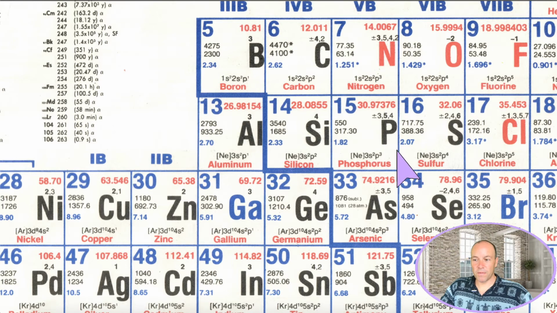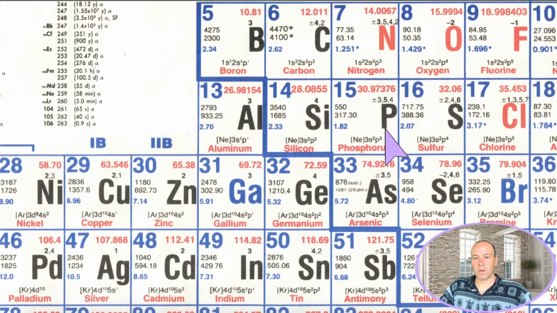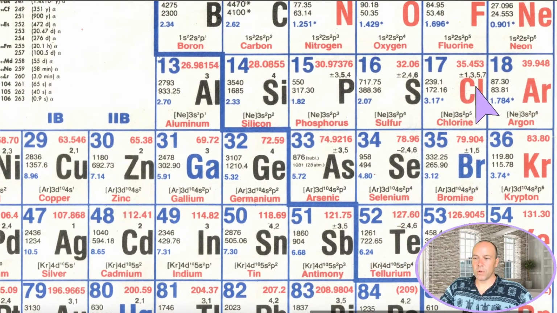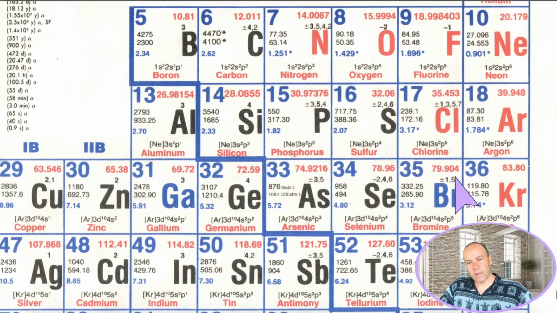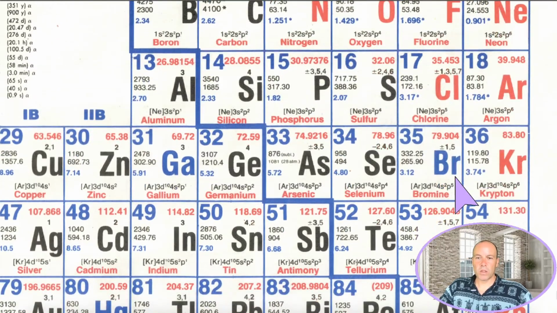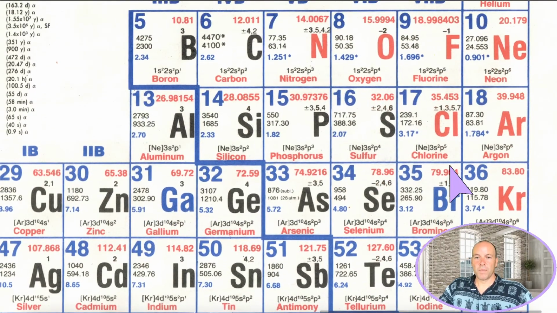Well, the answer would be phosphorus because it's closer to the big corner. Okay, now which one would be the larger of the two atoms, chlorine or bromine? Well, bromine would be larger because it's closer to the big corner. Every once in a while you might see a more tricky question: which is the larger of the two atoms?